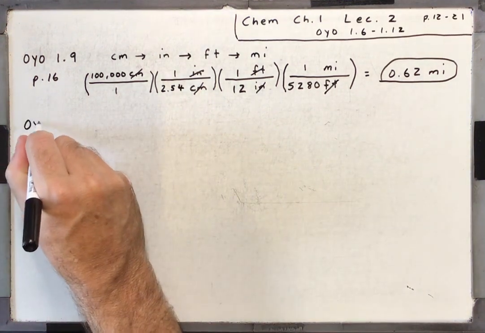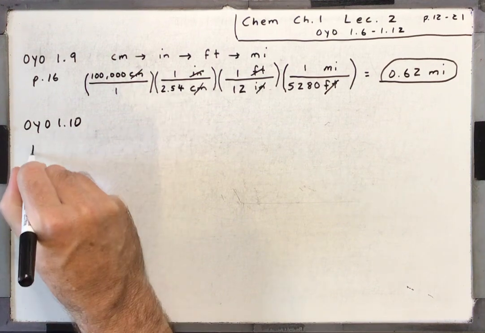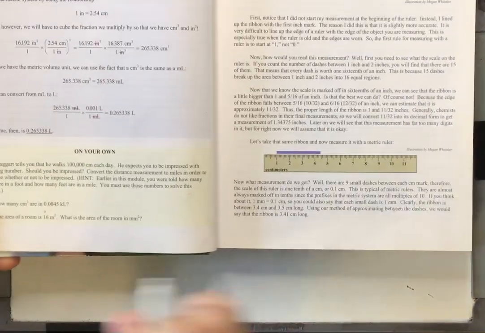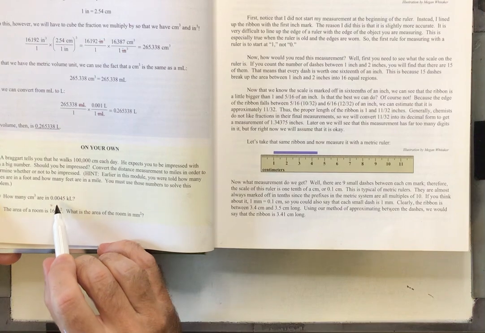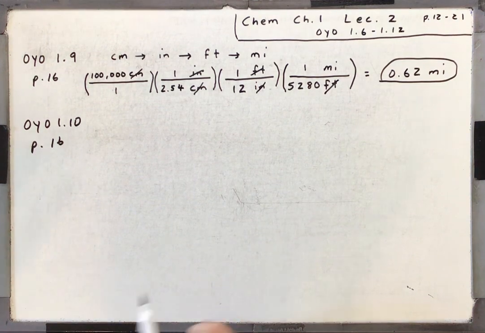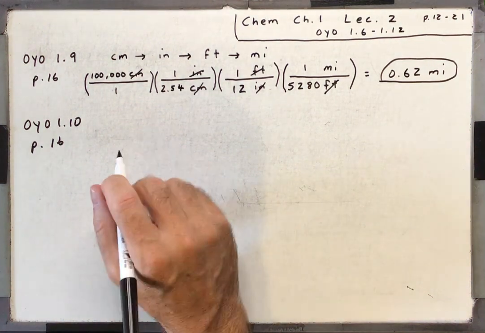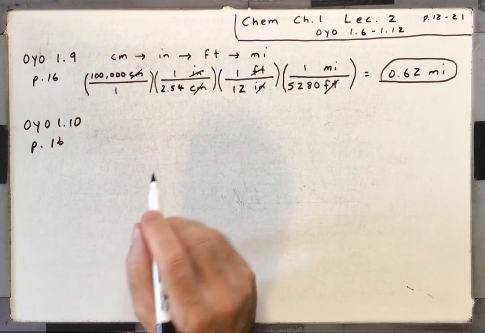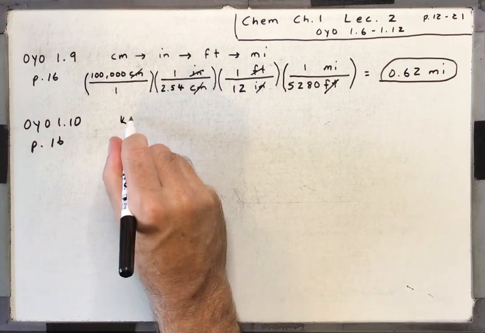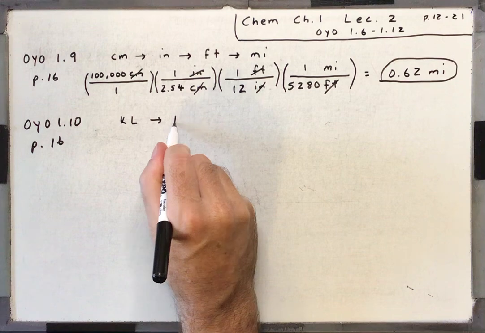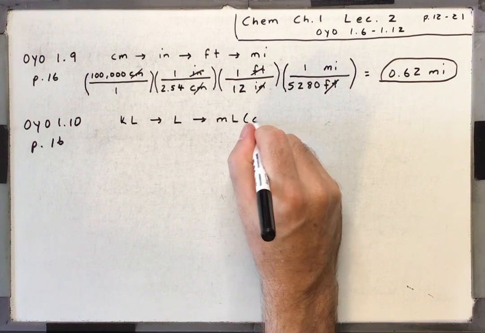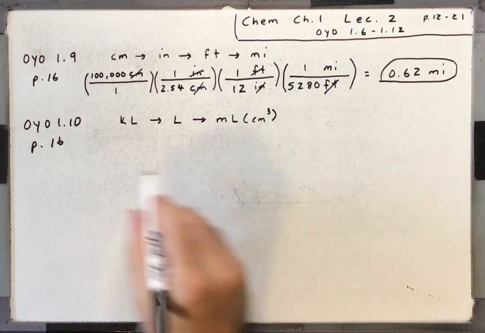All right, let's take a look at 1.10. We're still on page 16. That asks us, how many cubic centimeters are there in 0.0045 kiloliters? Well, what did I say a minute ago? What's another way of naming a cubic centimeter that might be useful in this case? A cubic centimeter is just a milliliter. So this is a multi-step conversion. We're going to go from kiloliters to the base unit liters and then to milliliters, which is the same thing as a cubic centimeter.